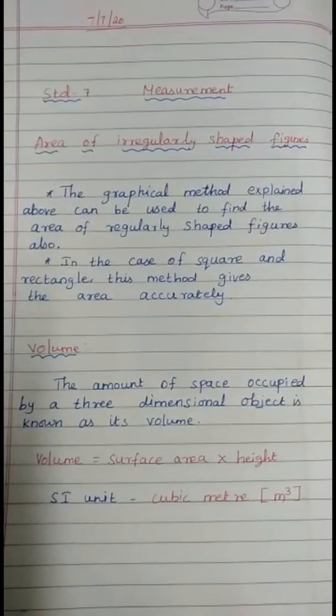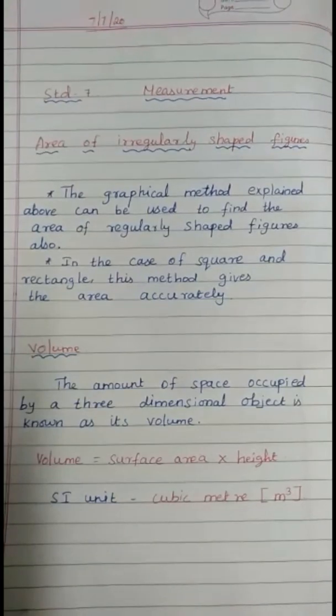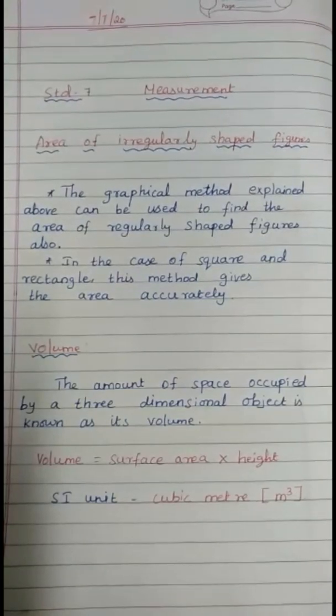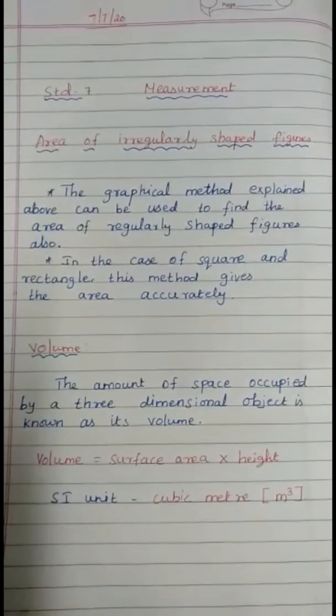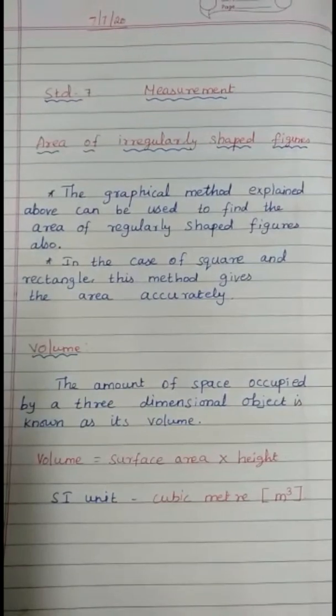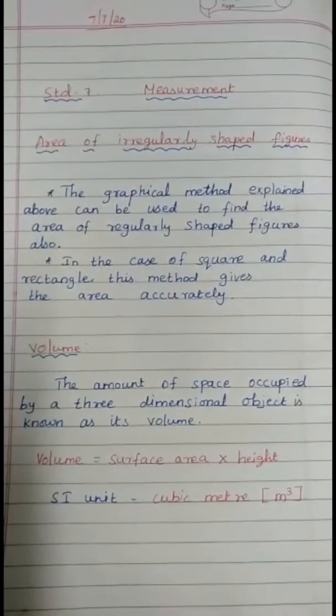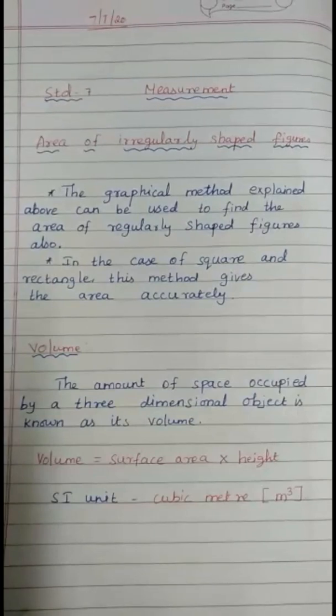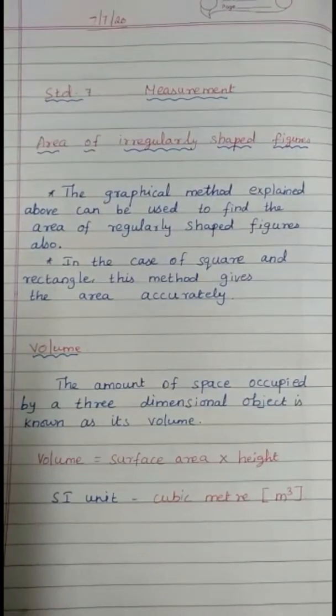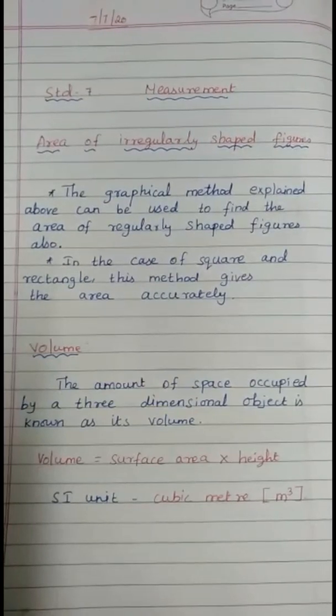In our last class, we saw how to find the area of regular shaped figures. In this class, we are going to see the area of irregularly shaped figures. In our daily life, we encounter many irregularly shaped figures like leaves, maps, stickers of stars, peacock feather, etc. The area of such irregularly shaped figures cannot be calculated using any formula. How can we find the area of this irregularly shaped object?